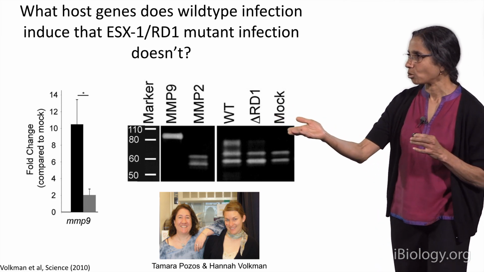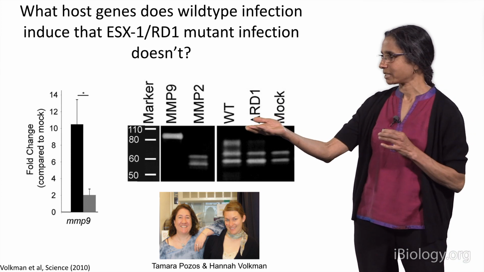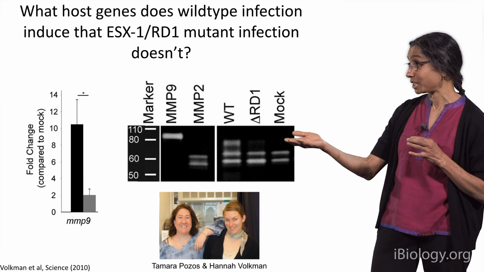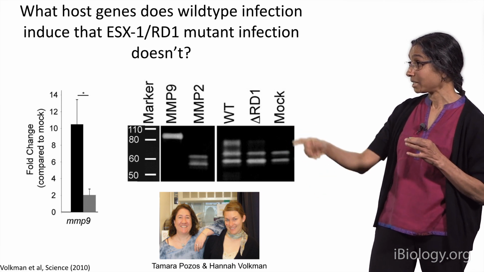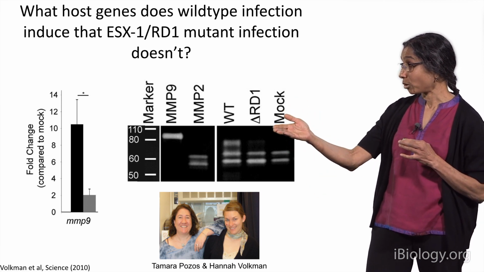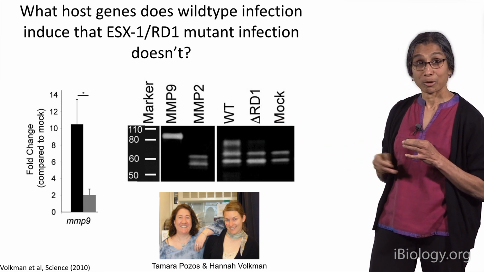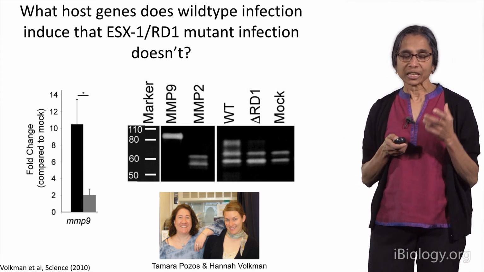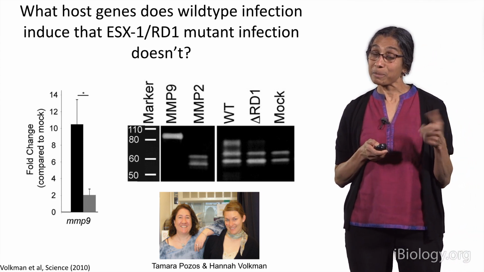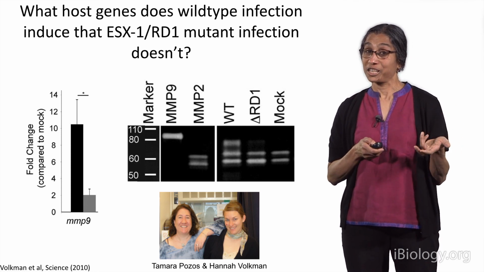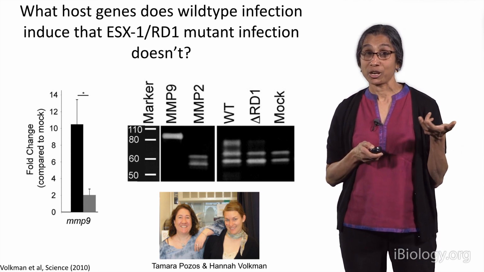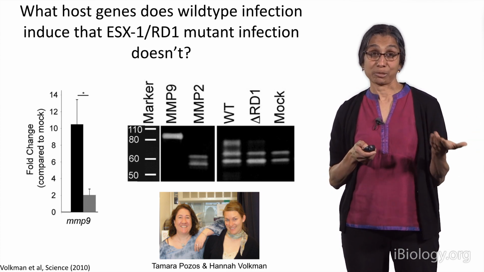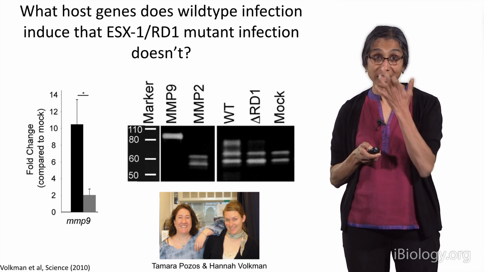And they were even able to show, not only by transcriptional analyses, but also by doing a gelatinase assay on the fish for the actual activity of this enzyme, that MMP9 was induced upon wild-type infection, but not upon mutant infection. Now, that's fine, but if induction of MMP9 is responsible for the ESX-mediated acceleration of macrophage recruitment, then if you make an MMP9 mutant, that mutant should be attenuated even with wild-type infection.